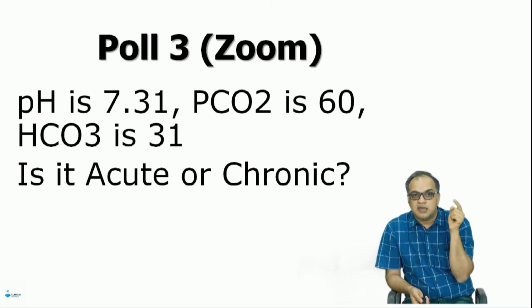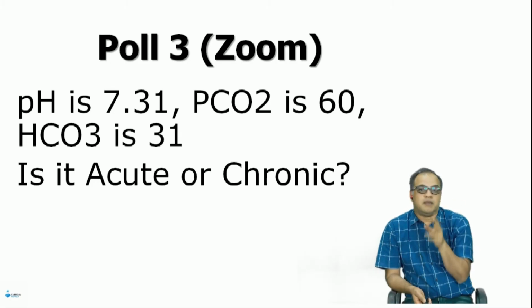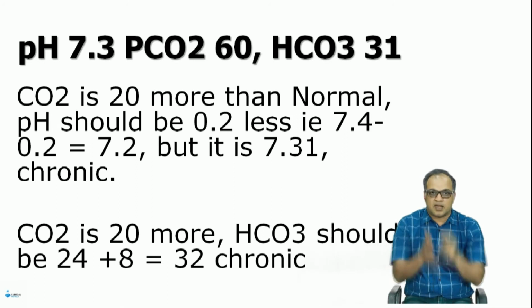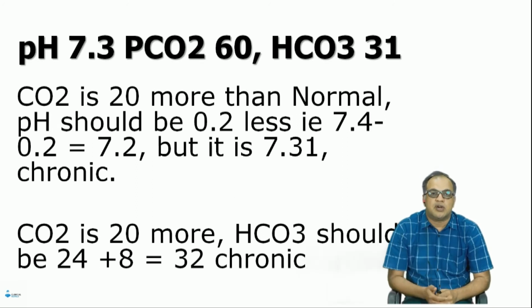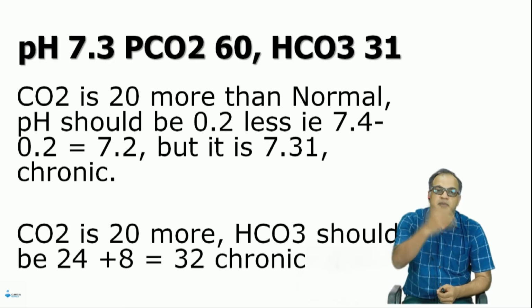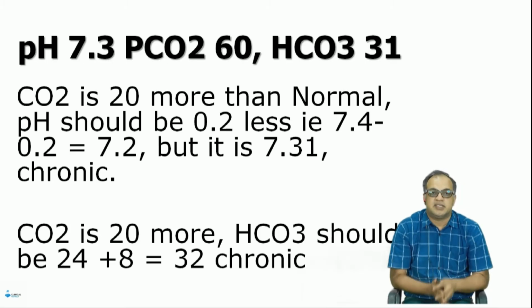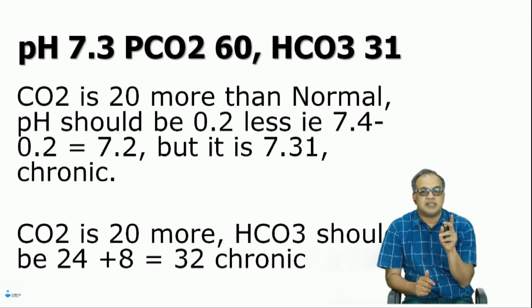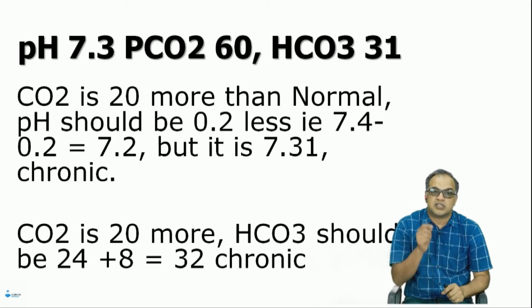Now the bicarbonate in acute cases, PCO2 is 20 more. So if it was acute, bicarbonate would have been 26. If it is chronic, then bicarbonate would be how much? 4 plus 4, 8. 24 plus 8 is equal to 32. This is going more in the direction of chronic. On your screen now, CO2 is 20 more than normal. pH should be 0.2 less, that is 7.4 minus 0.2, 7.2, but it is 7.31, that is chronic. CO2 is 20 more, bicarbonate should be 24 plus 8, that is 32. It is chronic. So this is chronic respiratory acidosis.